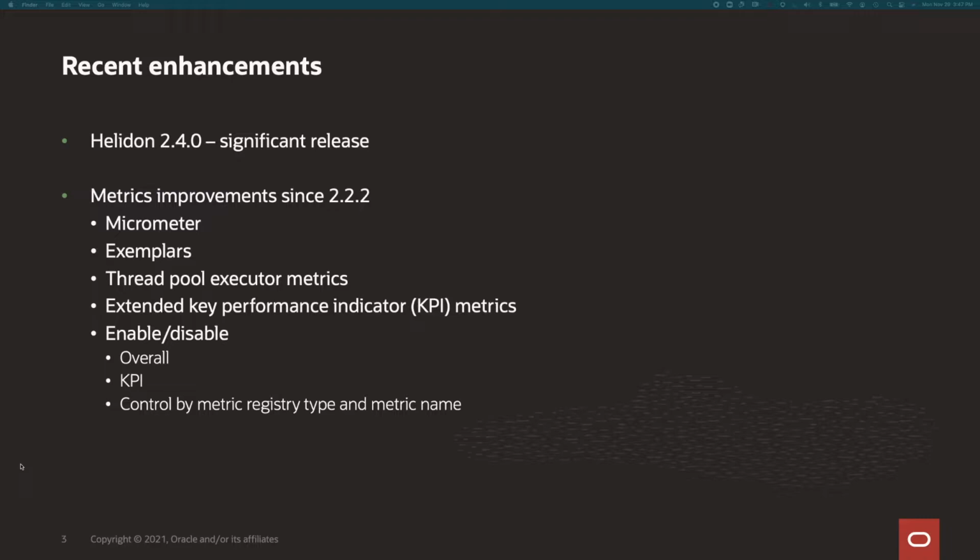There have been a number of recent enhancements we've made to the metrics subsystem in Helidon over the past several minor releases. Recently, we released 2.4.0, which is a significant feature and bug fix release, but there have been a number of improvements dating since our 2.2.2 release. These include Micrometer support, support for exemplars, metrics describing thread pool executor behavior, some extended key performance indicator metrics, and the ability to enable and disable metrics either overall, the extended key performance indicator metrics, or control metrics by the registry type or scope and the metric name.